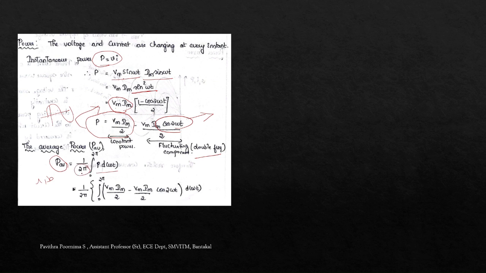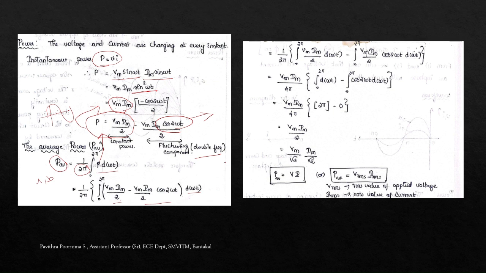And here we are considering one full cycle, which is 0 to 2 pi. So the average is 1 divided by 2 pi, 0 to 2 pi, P into d omega t, and we have P from the previous equation. So equal to 1 divided by 2 pi, 0 to 2 pi, P; we are substituting these two components. Anyhow, we neglect one component because it is high frequency, but here we are substituting it. So Vm Im divided by 2 minus Vm Im divided by 2 cos 2 omega t, a constant power with a fluctuating power, with respect to d omega t.